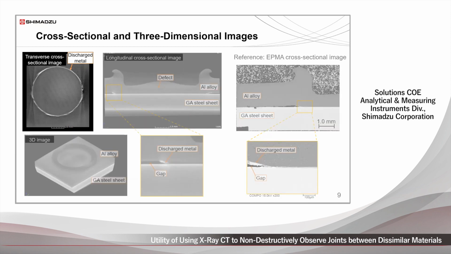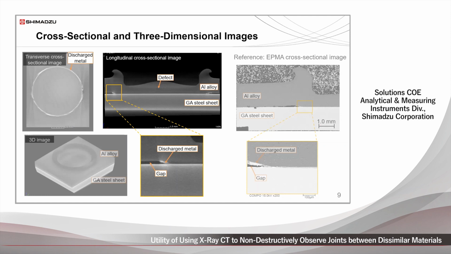The image on the upper left is a transverse cross-sectional image that shows the aluminum alloy near the edge of the joint. It visually shows, as a white ring, that the metal being coated was discharged as the sample softened due to the friction heat during tool rotation. Immediately to the right is a longitudinal cross-sectional image, where aluminum alloy deformation caused by pressing in the tool, internal defects in the aluminum alloy, gaps around the joint, and discharged metal can be observed.